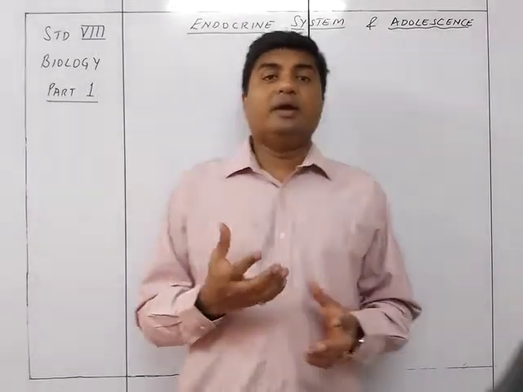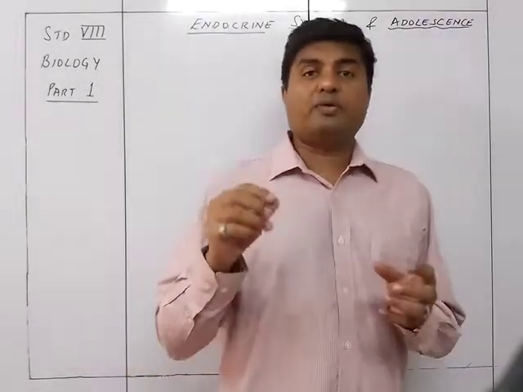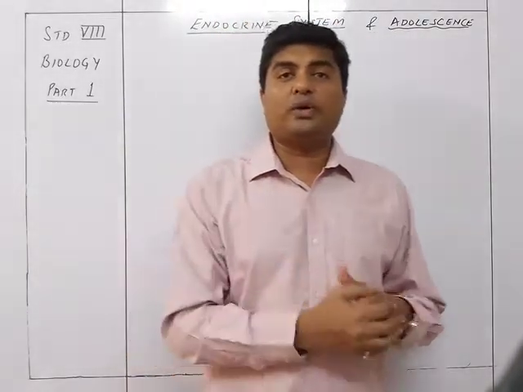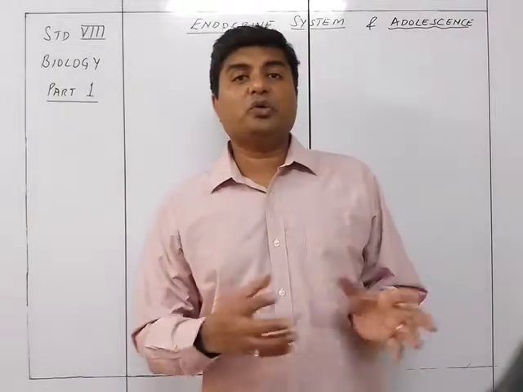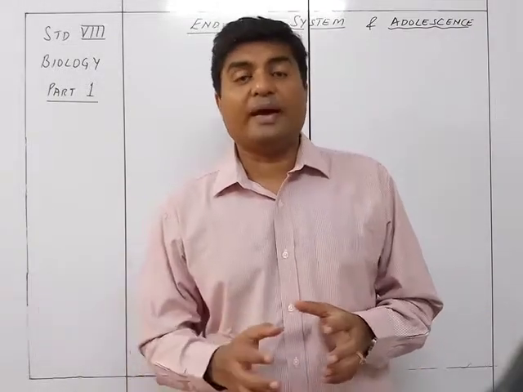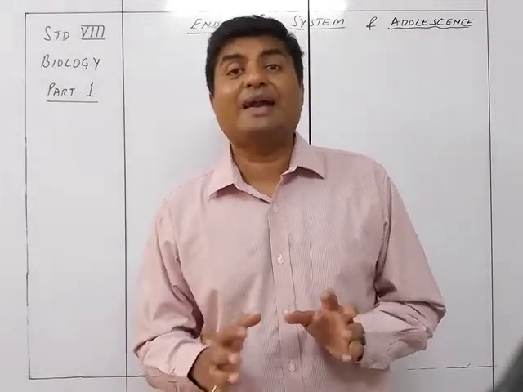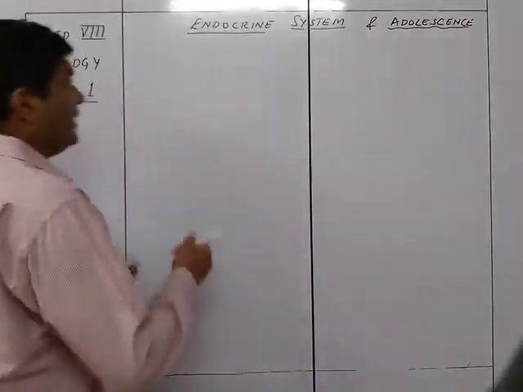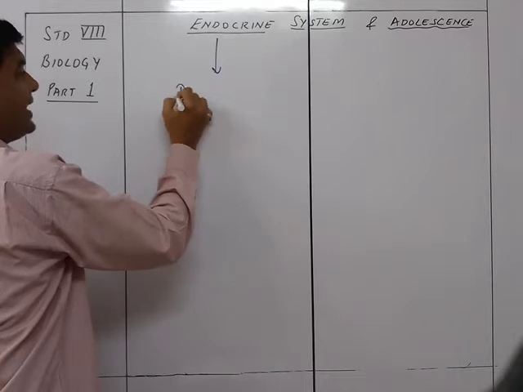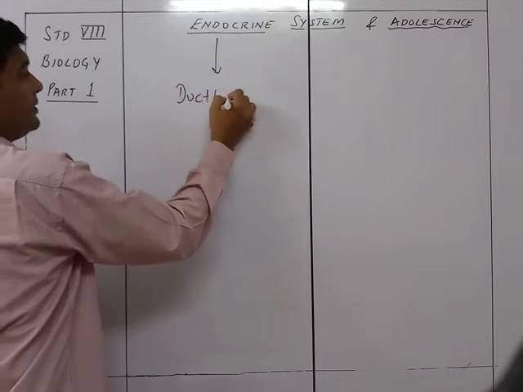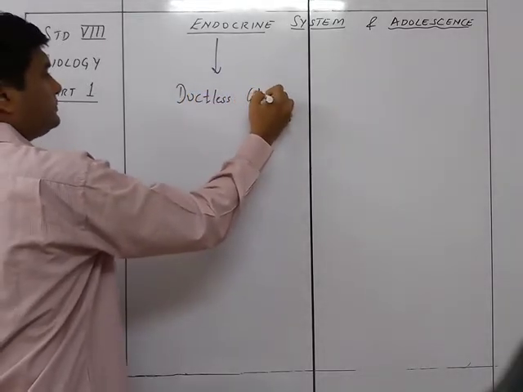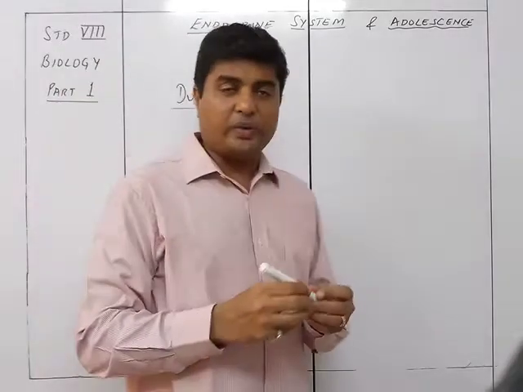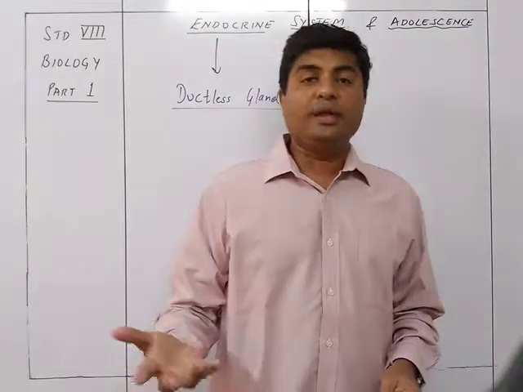So it is not necessary that it will have a separate path from one point to another, but it is just directly thrown into the blood vessels and the blood is going to carry it over there. That's why endocrine glands are ductless glands. They do not have their specific duct or specific pathway, but they are directly poured into the blood.